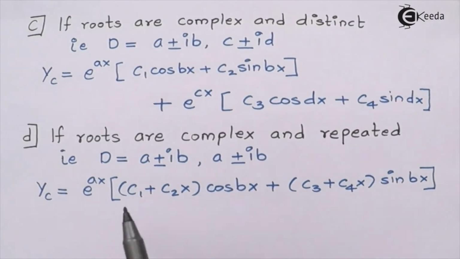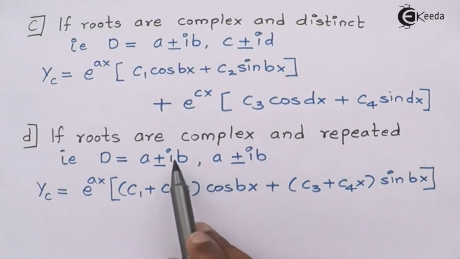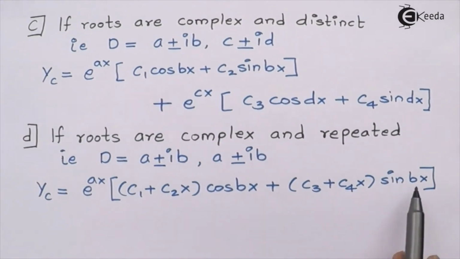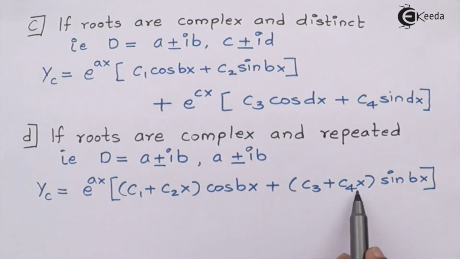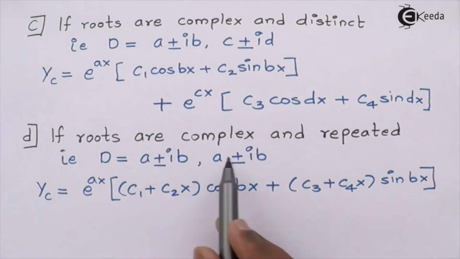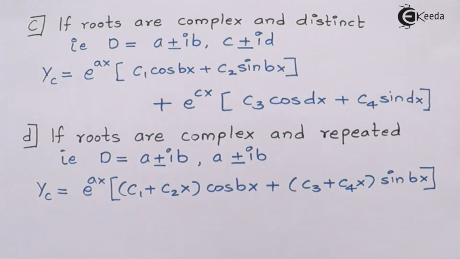Now since the roots are repeated, what we'll do is that imaginary part will go with cos and sine, and since the root is repeated twice, here we have written c1 plus c2x and c3 plus c4x, which we have seen in the previous method. So whenever root is repeated 2 times, we have to write down 2 terms with 2 constants, and the second constant will be multiplied by x. If the root is repeated 3 times, then we'll be saying c1 plus c2x plus c3x square. So we have to add that term, and that cos term and sine term will remain as it is. So guys, this is the solution when the roots are complex and repeated.